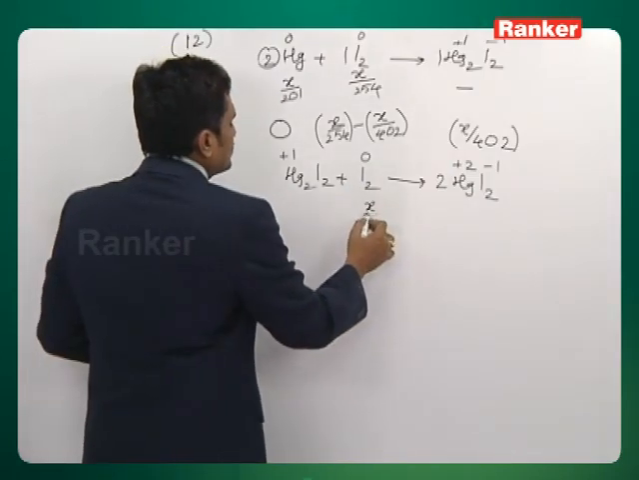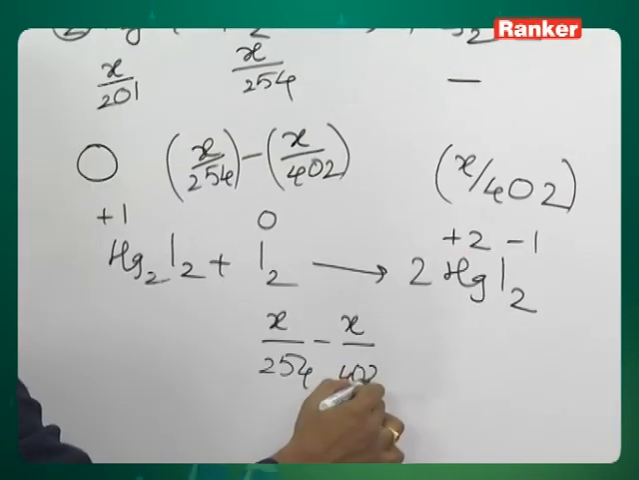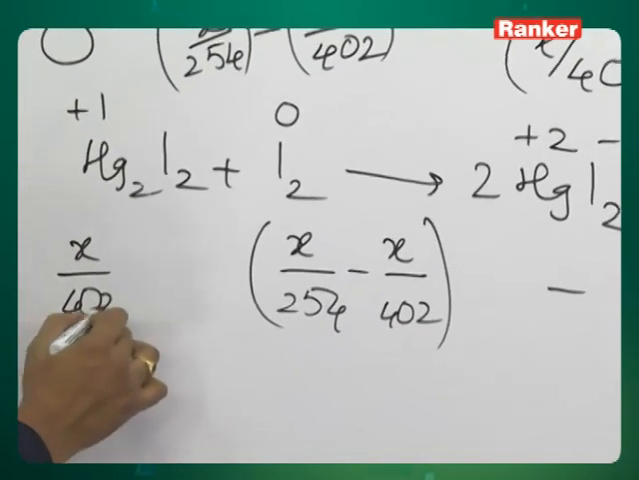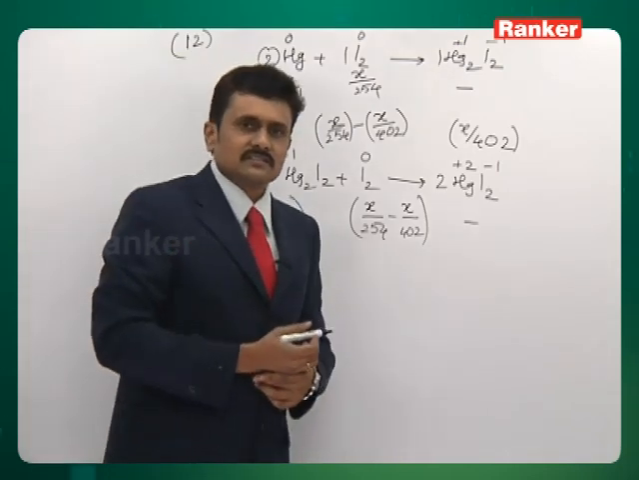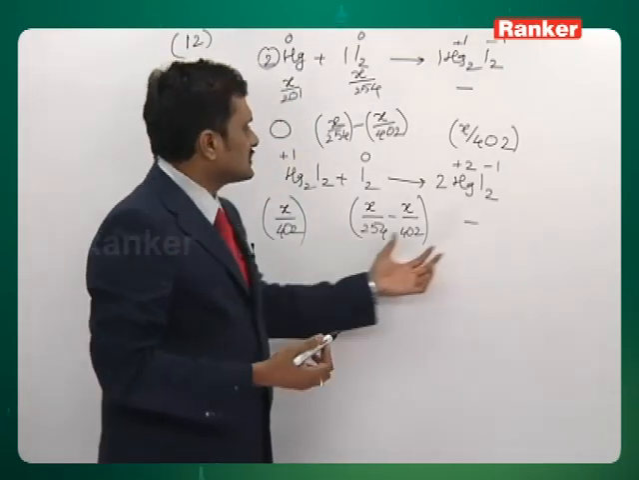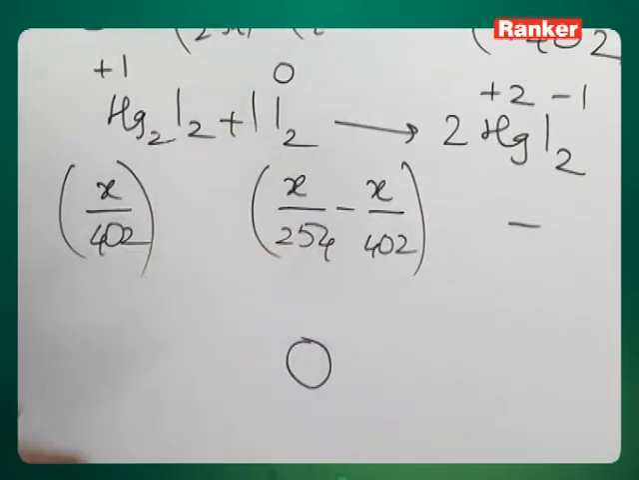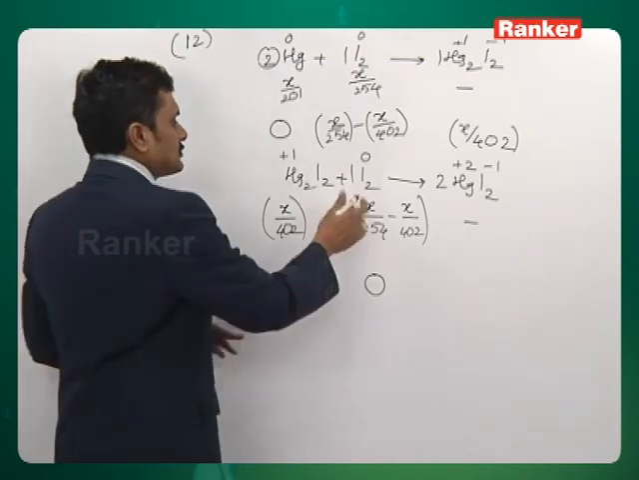Now you can see, my dear students, these amounts are ready to react. I mean to say x by 254 minus x by 402 amount of iodine and x by 402 amount of mercurous iodide are ready to react subsequently in the second reaction. Now we have to once again check which one is the limiting reagent, as here I can see clearly that this consumed amount is lesser than this, hence I am assuming this as the limiting reagent.